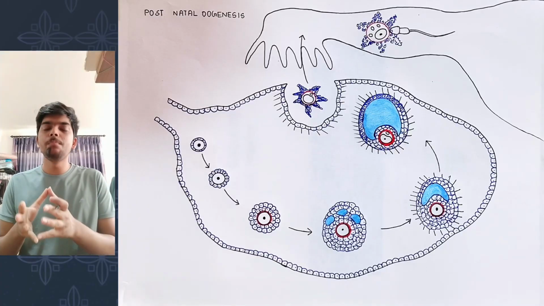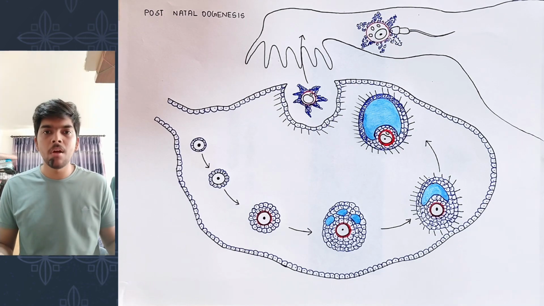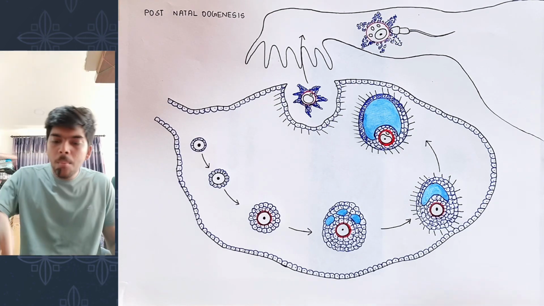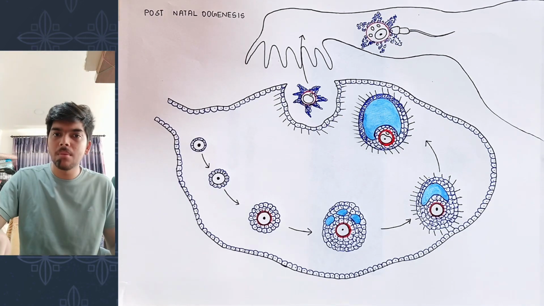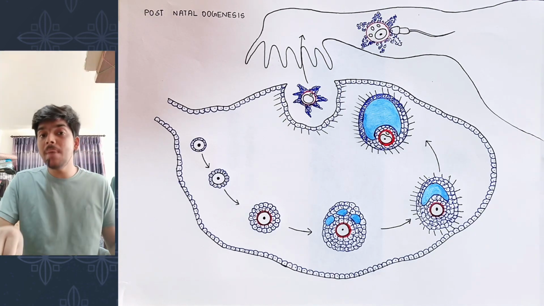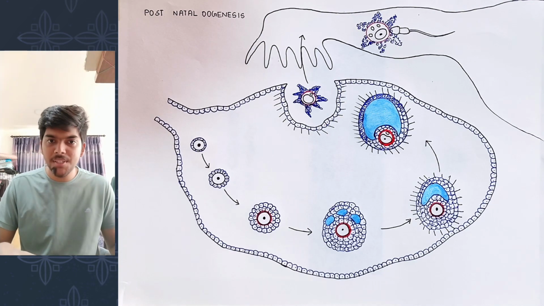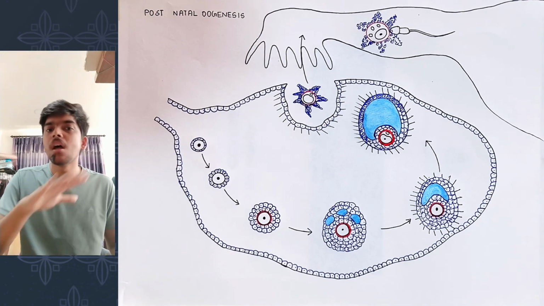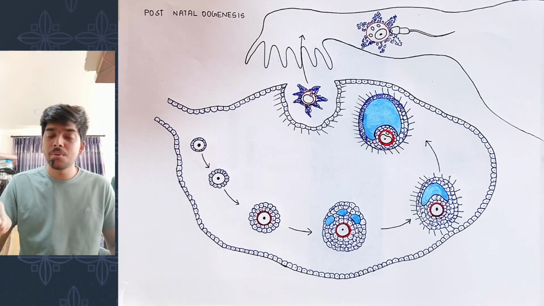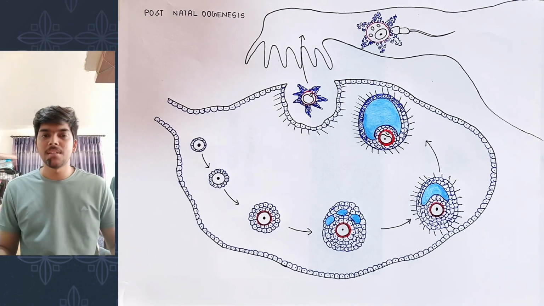At the end of prenatal oogenesis, millions of primordial follicles are formed. Among all the oogonia, few of them get degenerated and the remaining all get converted to primordial follicle. So basically, there remains no oogonia. So there are no oogonia to enter the process of oogenesis.